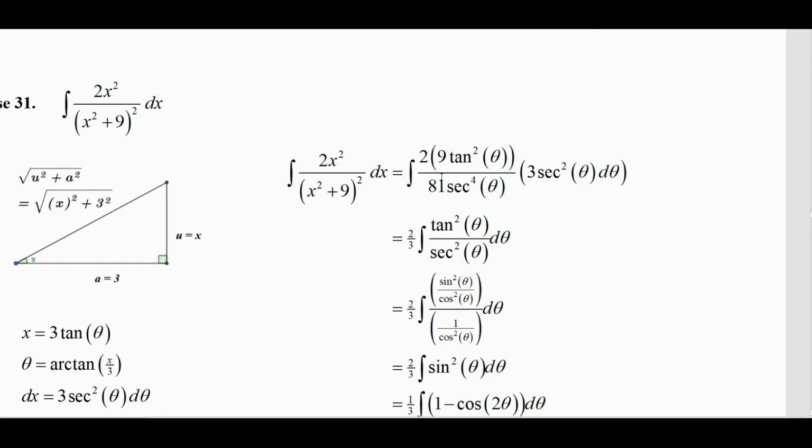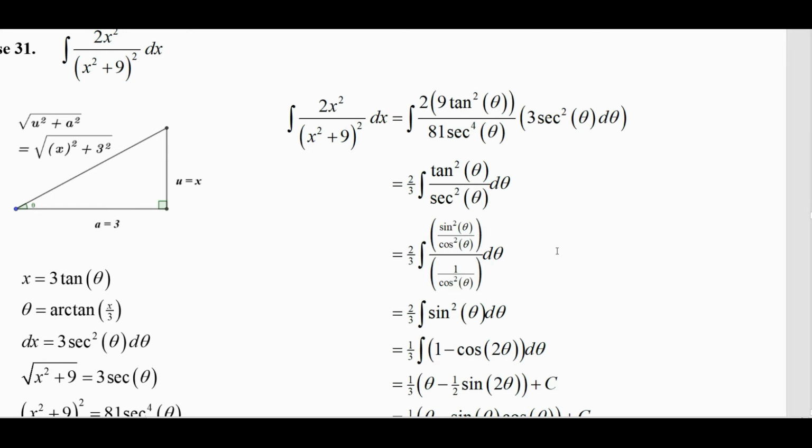All right, so let's clean up a little bit. 9 times 3 reduces this 81 down to 3 in the denominator, and we're left with that 2 in the numerator. So I bring that out front. We got our tangent squared here, and we cancel the secant squares. We get a secant squared left in the denominator.